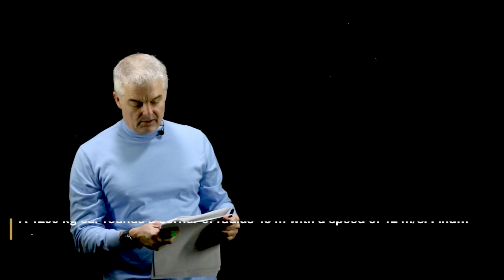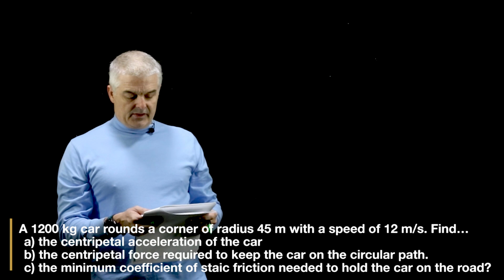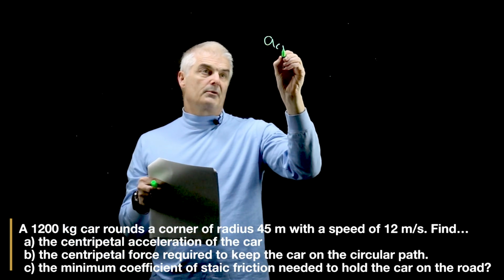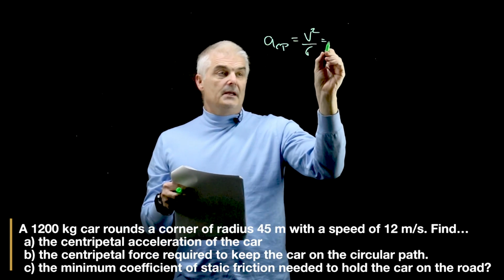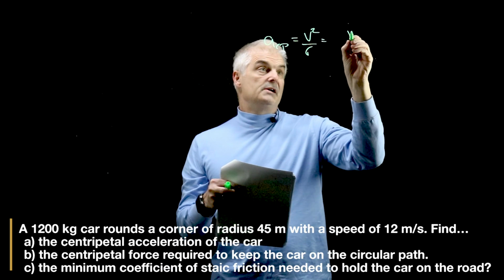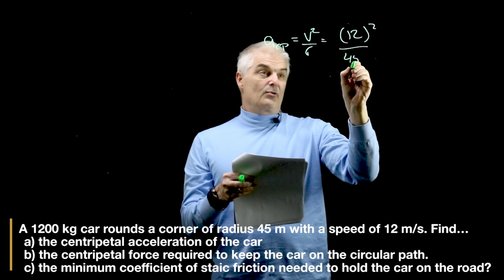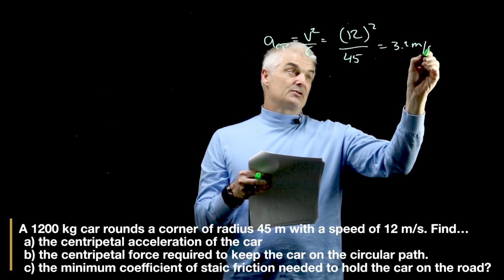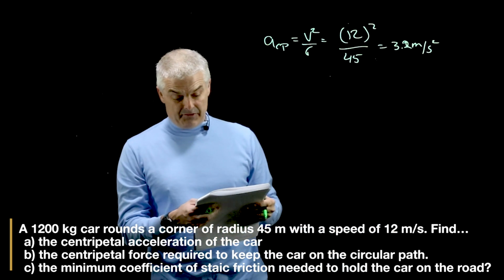So example number 1: the 1,200 kilogram car rounds the corner with a radius of 45 meters, etc. What is the centripetal acceleration of the car? Well, we're just going to plug into our equation. a_cp equals v squared over r, right? And our velocity is 12 meters per second, so we're going to square that and divide by 45. That comes out to 3.2 meters per second squared. That's it. Not an easy problem, you just plug in an equation.